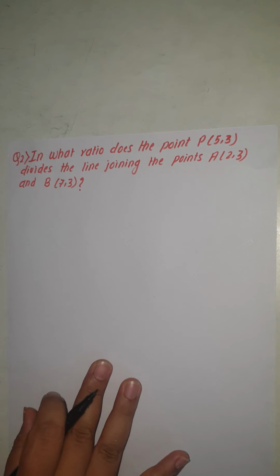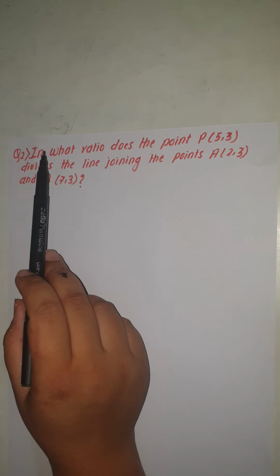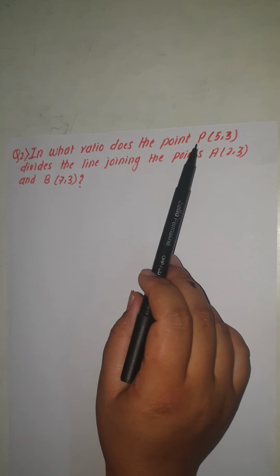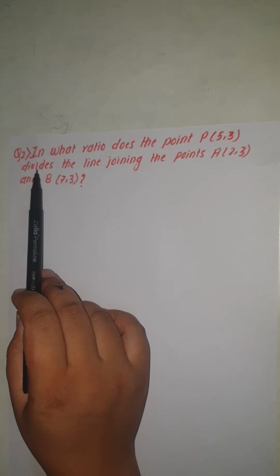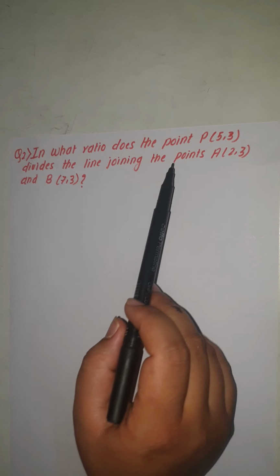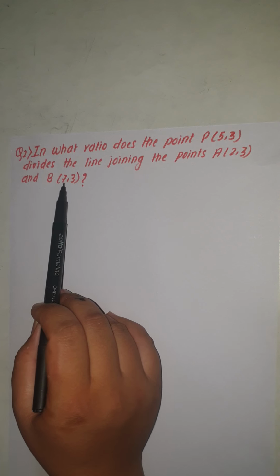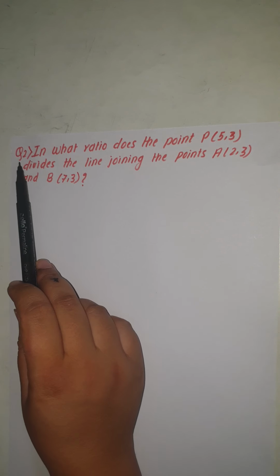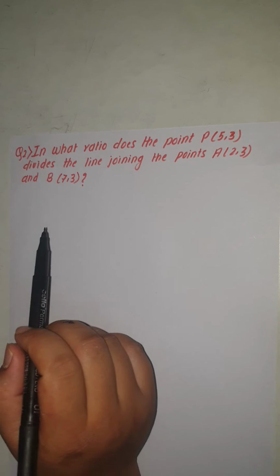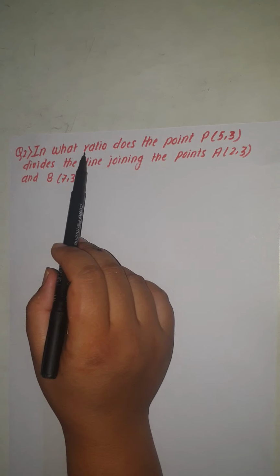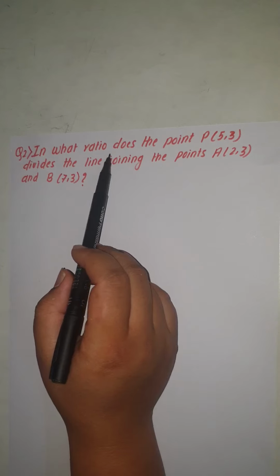So, one more question I'm going to solve from the section formula chapter, which belongs to coordinate geometry. The question is: in what ratio does the point P(5, 3) divide the line joining the points A(2, 3) and B(7, 3)? In question number 1, previously we were finding the value of P. Now in this question we have to find the ratio.